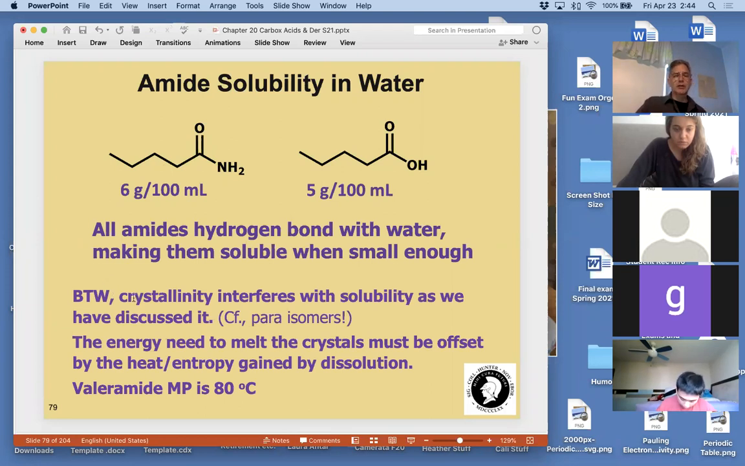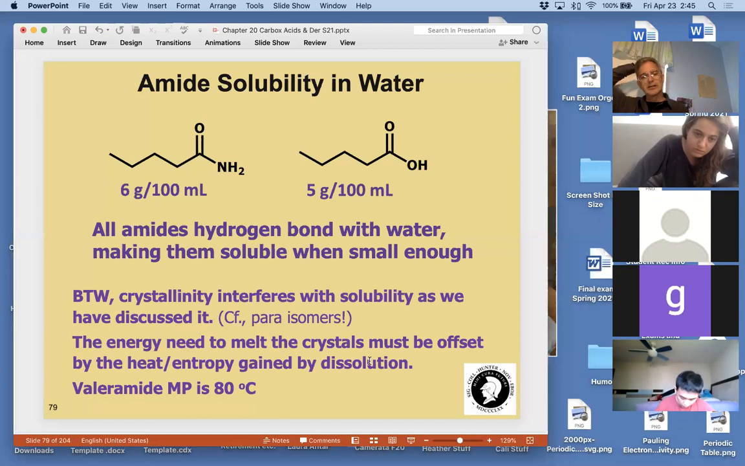Just a warning, crystallinity creates real problems predicting solubility because the crystallinity has a certain crystal lattice strength. How strongly are the crystals held together, and that is very hard to predict. And those forces have to be broken to make it a liquid before it can even dissolve. Okay, so it's much harder to predict solubility of solids. They have an additional factor. So here, the energy needed to melt the crystals must be offset by the heat entropy gained by dissolution. That's one way to think about it.